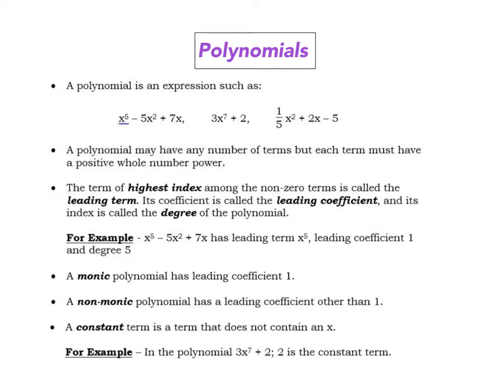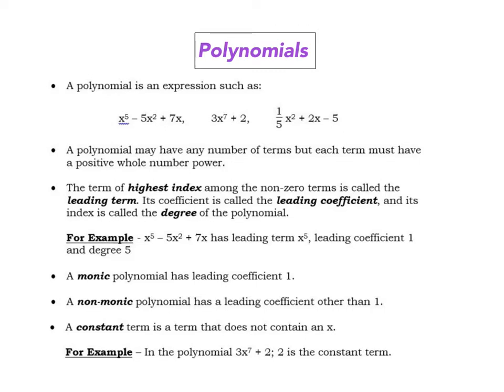A polynomial may have any number of terms in it, but each term must have a positive whole number power, except the last term, which has no x's, which is a constant term. And it doesn't even need to have one of those. The term of the highest index among the non-zero terms is called the leading term. Its coefficient is called the leading coefficient, and the coefficient is the number in front of the x term, and its index is called the degree of the polynomial.